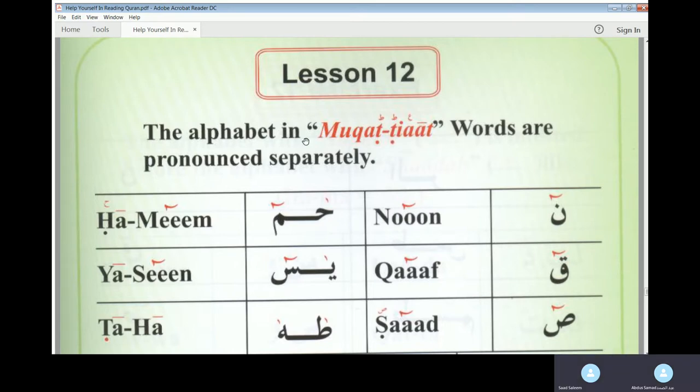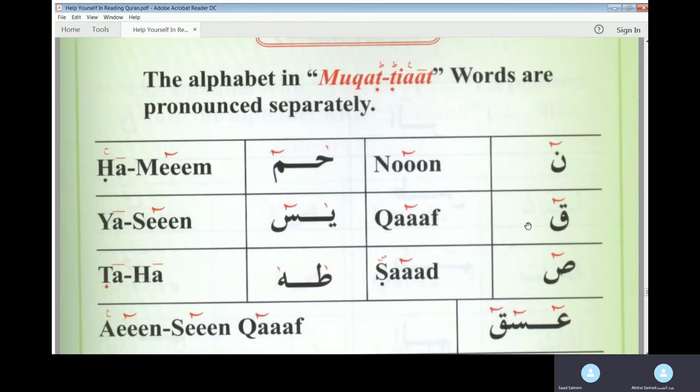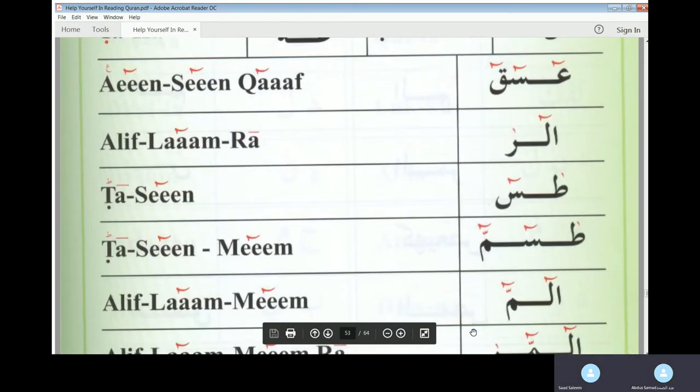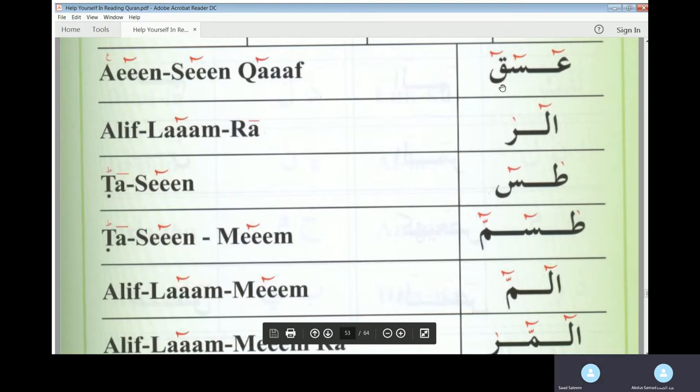Alright. The alphabet and mukaltat words are pronounced separately. Noon. Hamim. Kaf. Yasin. Sad. Toha. Ain. Kaf. Alif Lam Ra. Tosin. Tosimim.